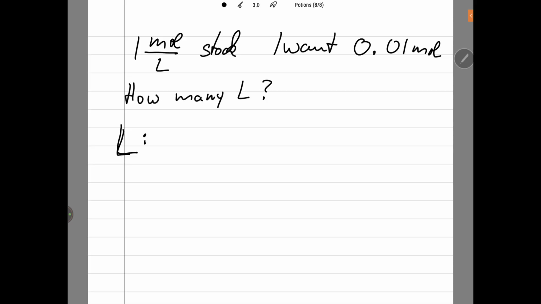I have to write it in the upside down version, as my friends from Scotland would say. So it would be 1 liter per mole. It's the same thing. Liters in the right place, but I need to get rid of the mole. Do I have anything with mole? Yeah. Times 0.01 mole.